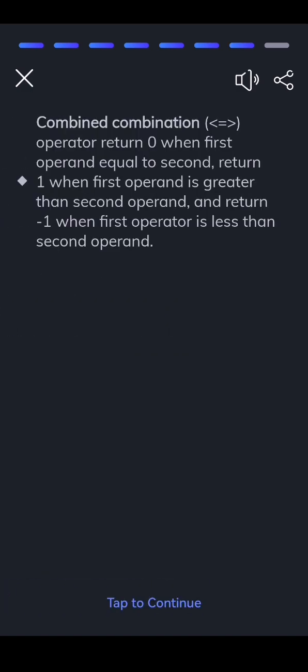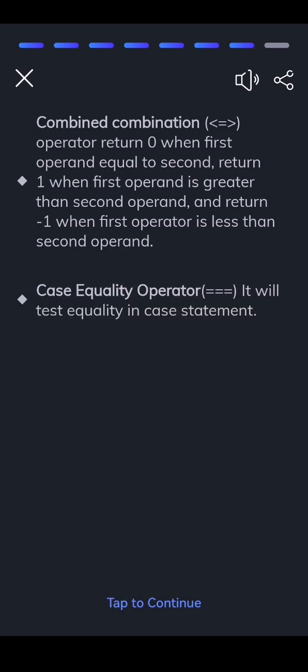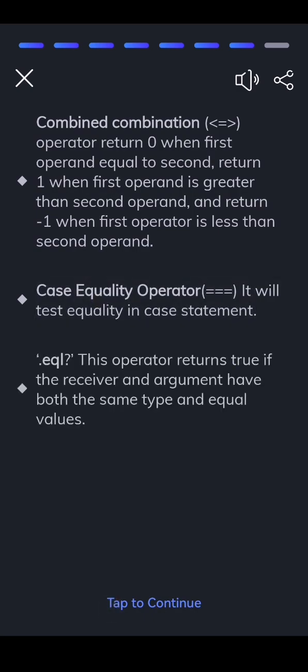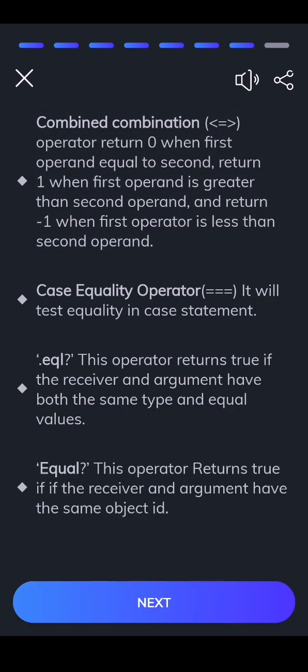Combined comparison: the <=> operator returns 0 when the first operand is equal to the second, and returns 1 when the first operand is greater than the second operand. Case equality: the === operator will test equality in a case statement. Equal: the .eql? method returns true if the receiver and argument have both the same type and equal values. Equal: the .equal? method returns true if the receiver and argument have the same object ID.